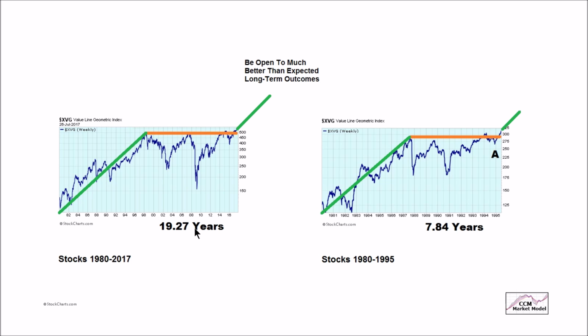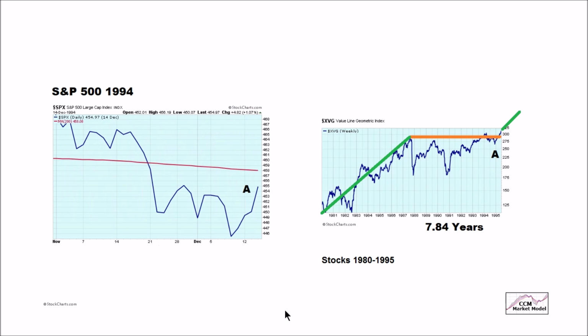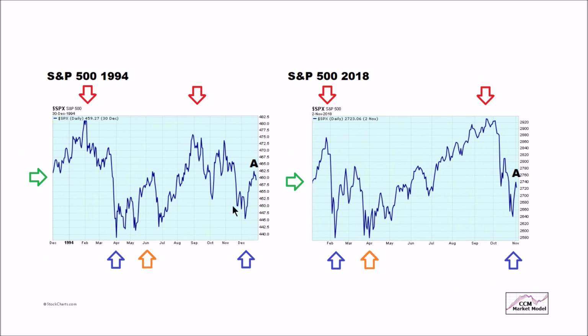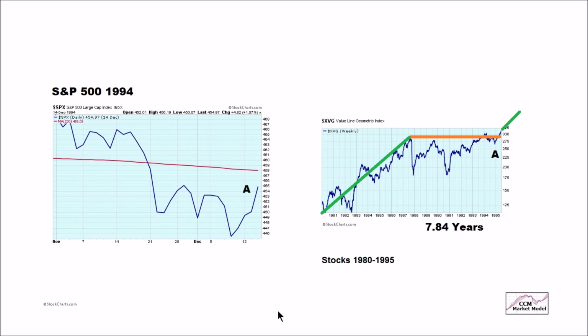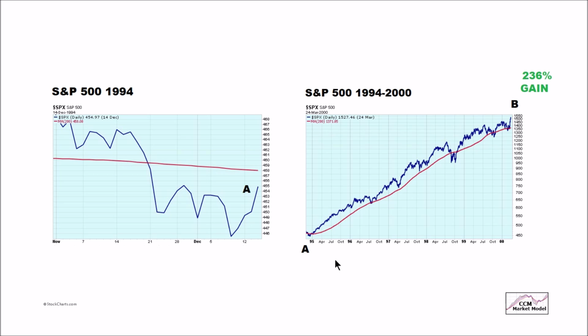Because this consolidation period here tells us if we get a move in this direction, it could be more significant or have a greater magnitude than what happened after this point A. What did happen in the 1994 case after the very, very similar setup? So if we expand the chart from point A, which is in this case December 14th, 1994, the market rallied for 1, 2, 3, 4, 5 plus years, and the gain from point A to point B was 236%.